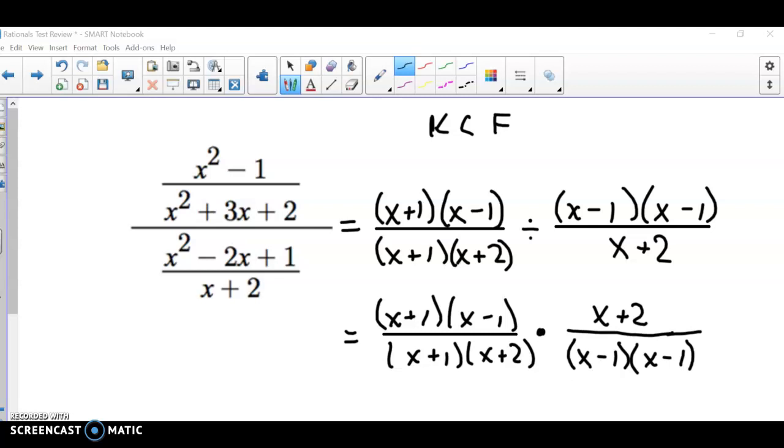Sorry, let's pick up where we left off with our rationals review. So I had just gotten to the fun part of this problem. I've factored everything out. I've changed it to a multiplication problem. Now I can look at things that I want to cancel.